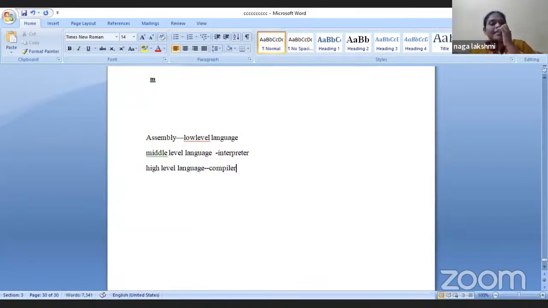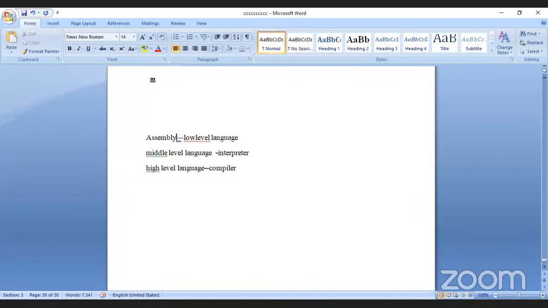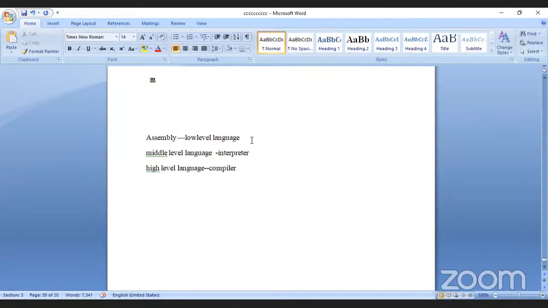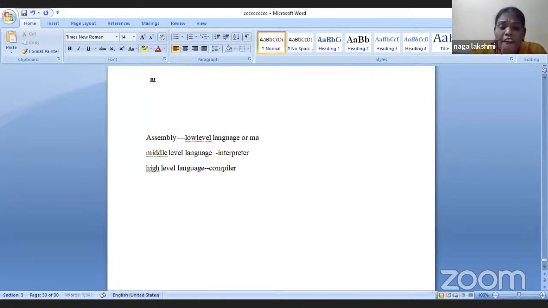Okay, everyone can see the screen? What is written here? Yes, ma'am. So there are three types of programming languages. What are those? Low level language, middle level language, and the other one is high level language. Okay, everyone understood till here? Low level language is also called machine language. Machine language means only zeros and ones.